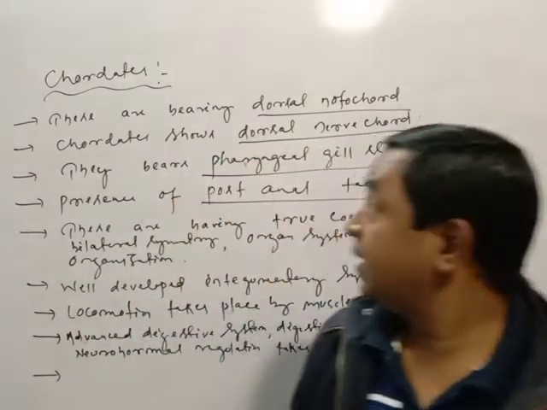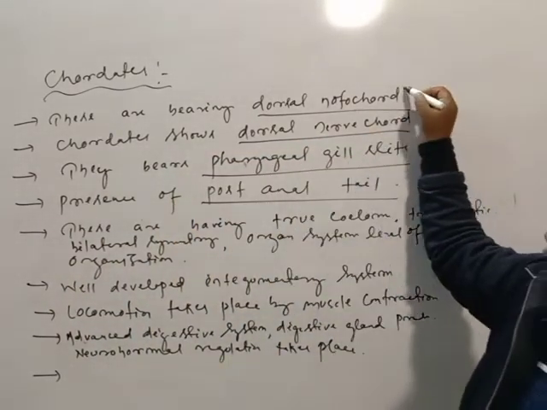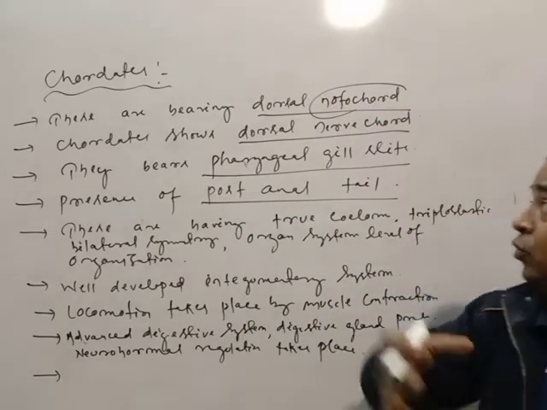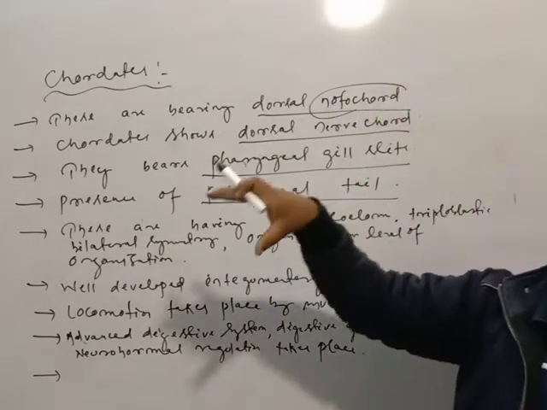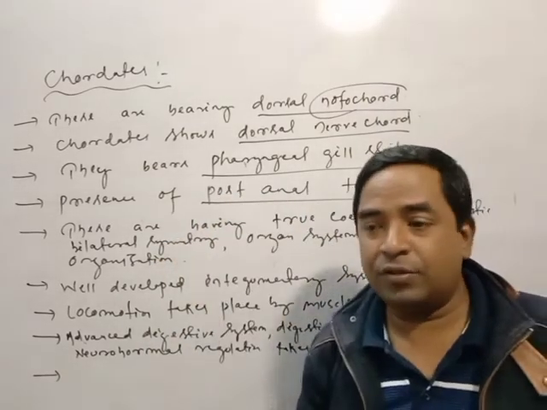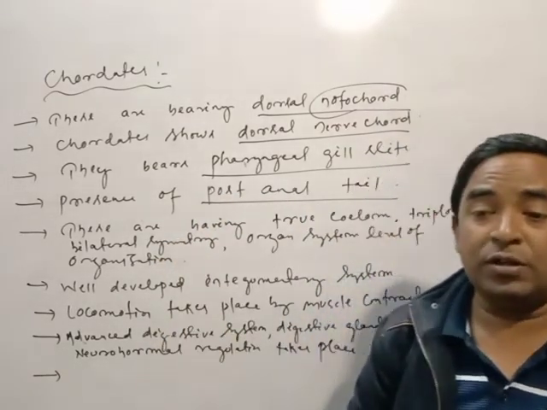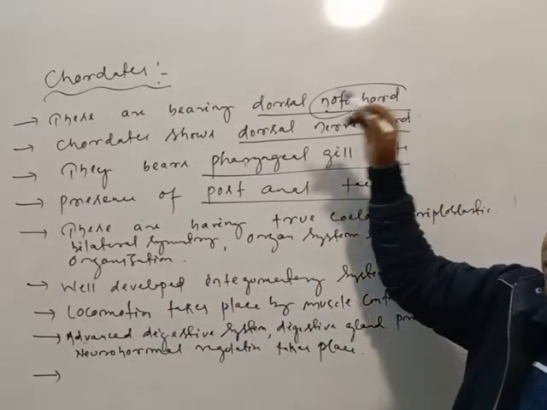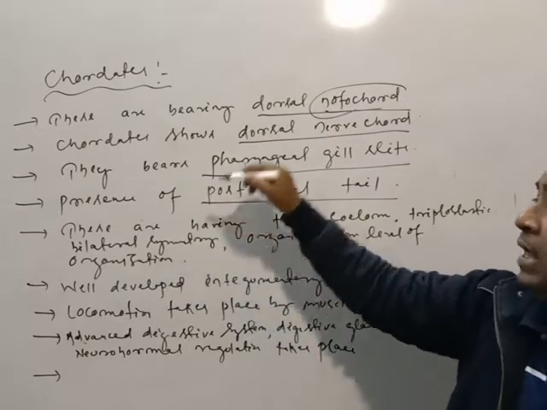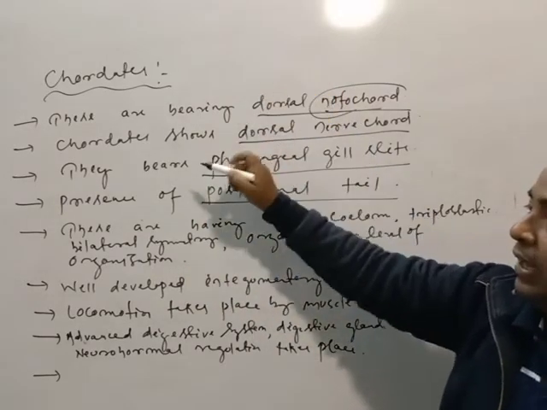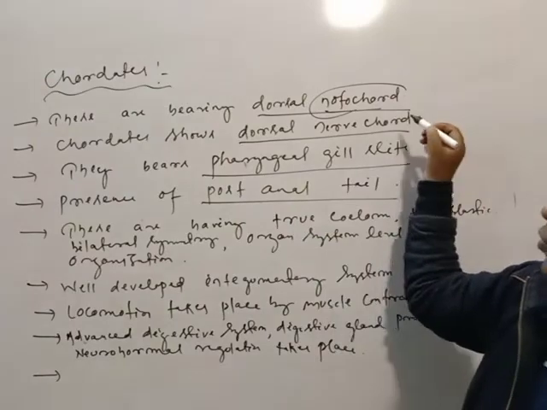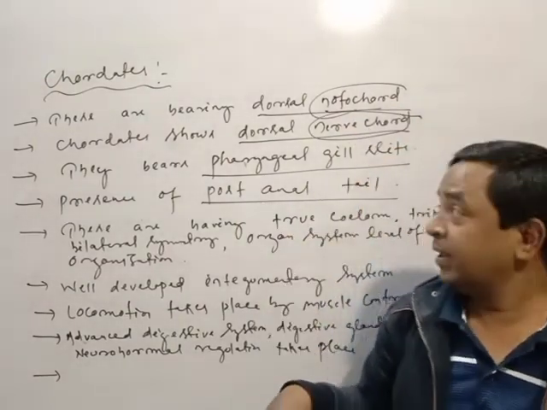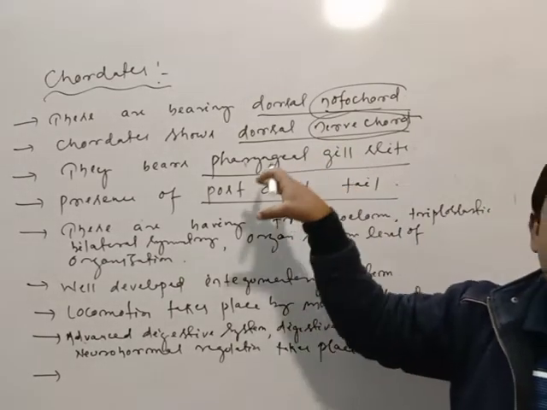See, these are bearing dorsal notochord. So this is the dorsal side, this is the ventral side. Those organisms having a string like structure or a rod like structure or a capsulated vascular structure surrounded by muscle cells. It is converted from mesenchyme and it is in a dorsal position. Similarly, notochord shows dorsal nerve cord which is similar to your spinal cord. It helps in control and coordination.